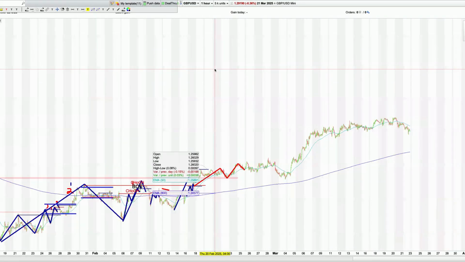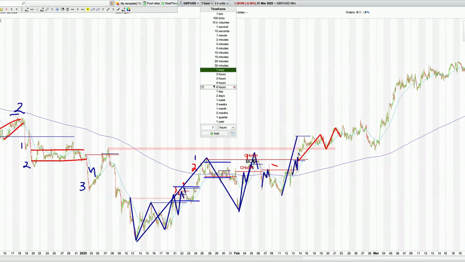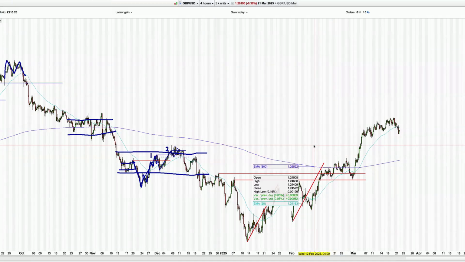Let's see what we've got. So we did trade this long. Let's have a look on the 4 hour. Nothing really, guys. There's nothing for me here. So I'm just waiting till something happens.